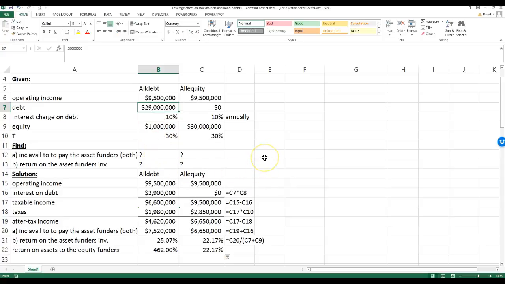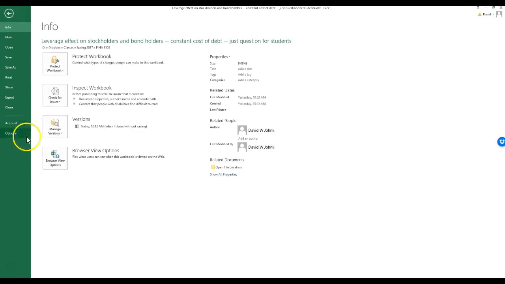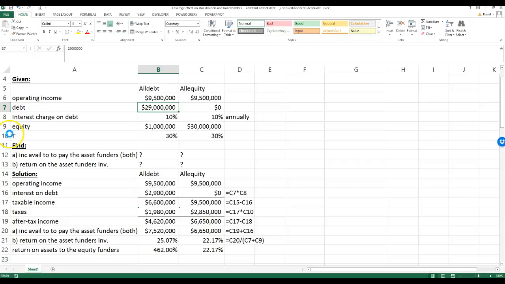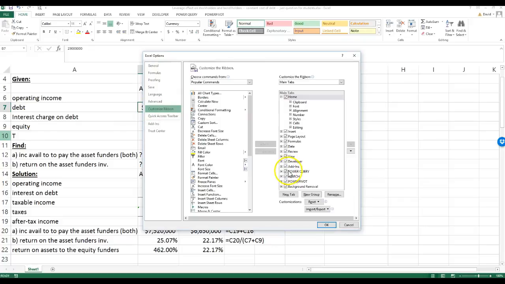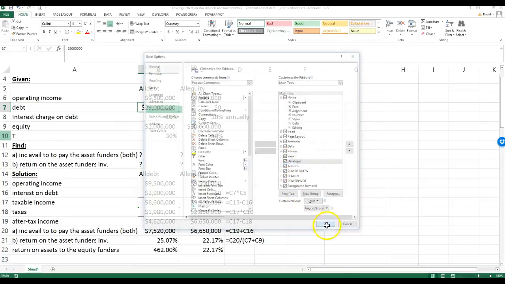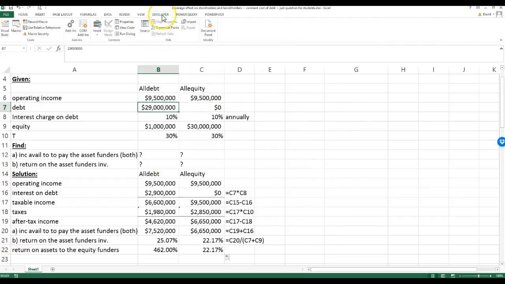What we could do, we could mess around with this a little bit and just see how it looks. So let's go to File, then Options, and then Customize Ribbon, and make sure that Developer is checked. You probably don't have this checked. You're going to check this little box here, and you're going to have a Developer tab up here. It's going to be a new tab.